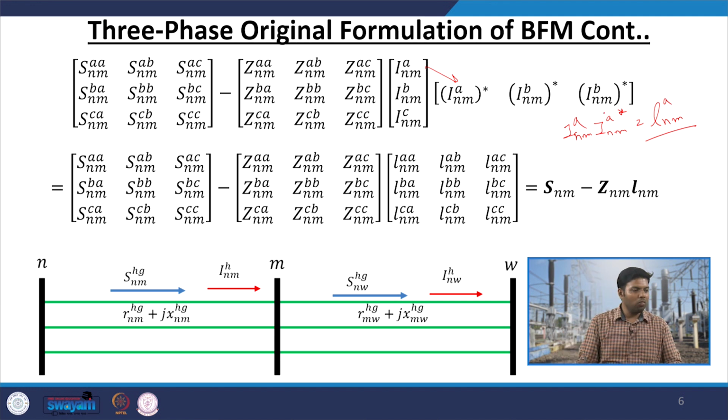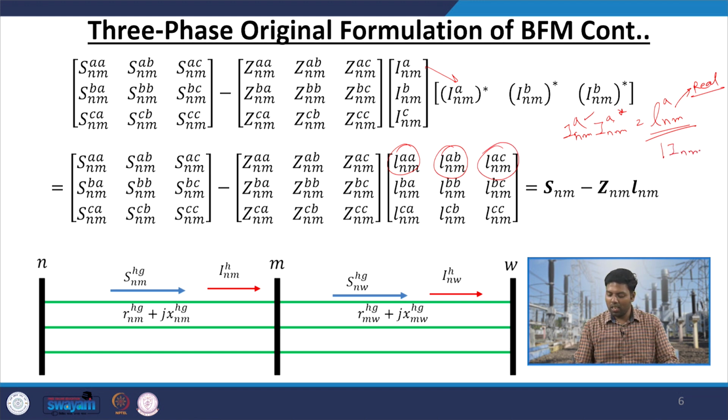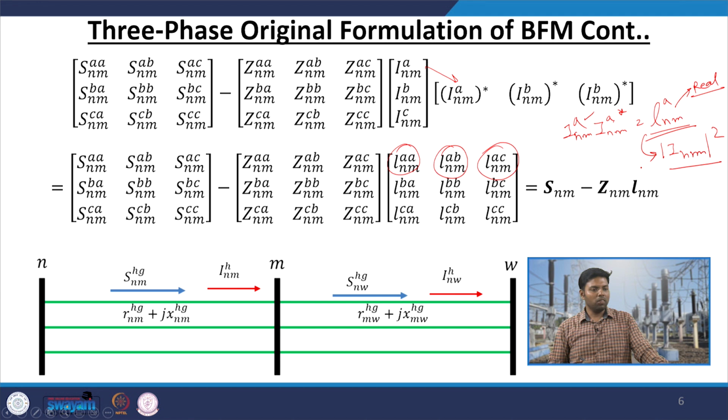The angle will be cancelled out, because this is plus angle and this is minus angle. Add them and the angle becomes 0, so this is only a real value. These quantities are all a square of the current magnitude, that means it will be I n m square for each and every quantity. Then we can write it in matrix form, S n m minus Z n m L n m.